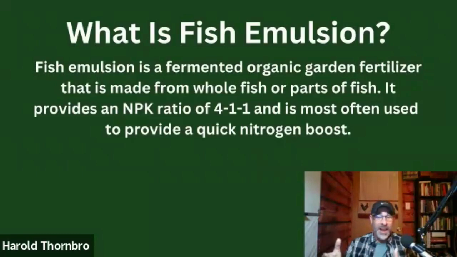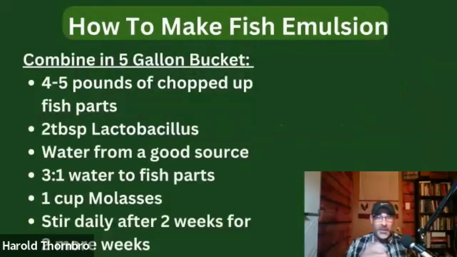But I think it's important that we know how to make these things and what they are, and then you can make them. How to make fish emulsion. In a 5-gallon bucket, you take 4 to 5 pounds of chopped up fish parts. Yep, that's right. 2 tablespoons of lactobacillus. That's fermenting, like you make sauerkraut, for example. If you're fermenting any vegetable, take some of that liquid after it's fermented. That's all you need, 2 tablespoons of that. That's your lactobacilli.